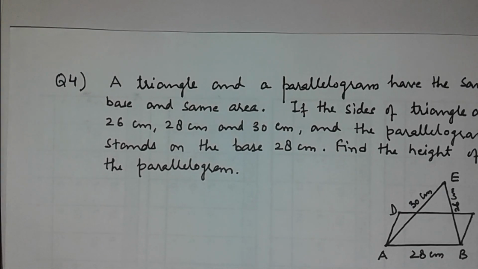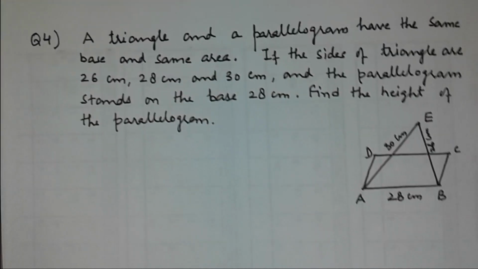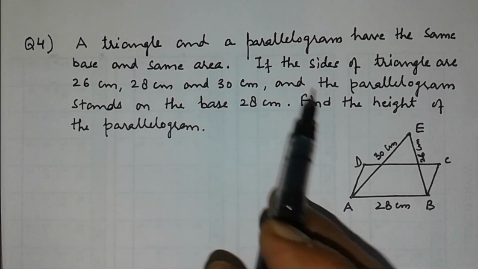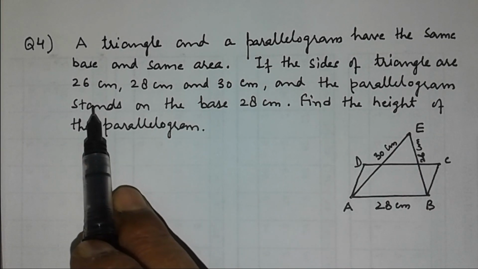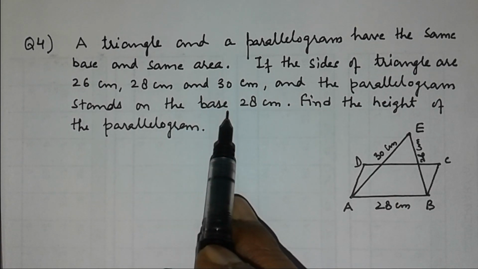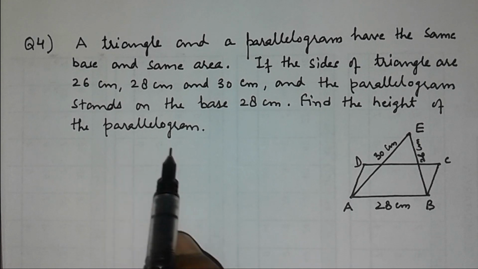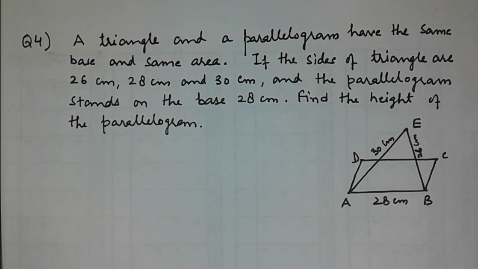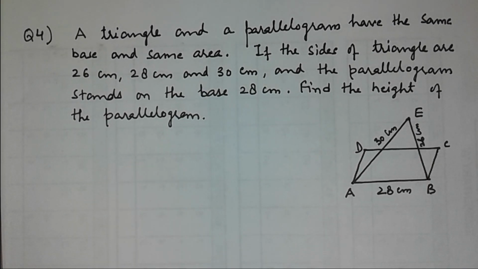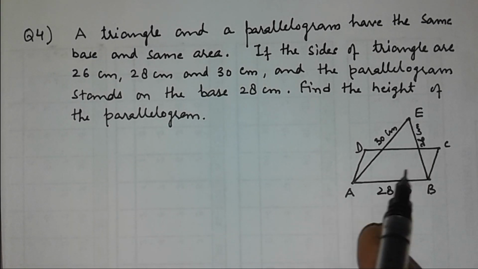The second question is, a triangle and a parallelogram have the same base and the same area. If the sides of the triangle are 26, 28 and 30 centimeters and the parallelogram stands on the base 28, find the height of the parallelogram. So here we have to find the height of the parallelogram. First, you see the area of triangle is equal to area of parallelogram.